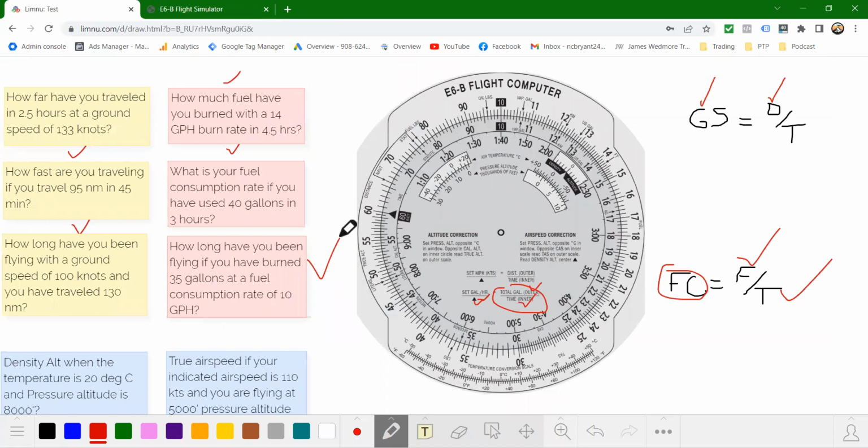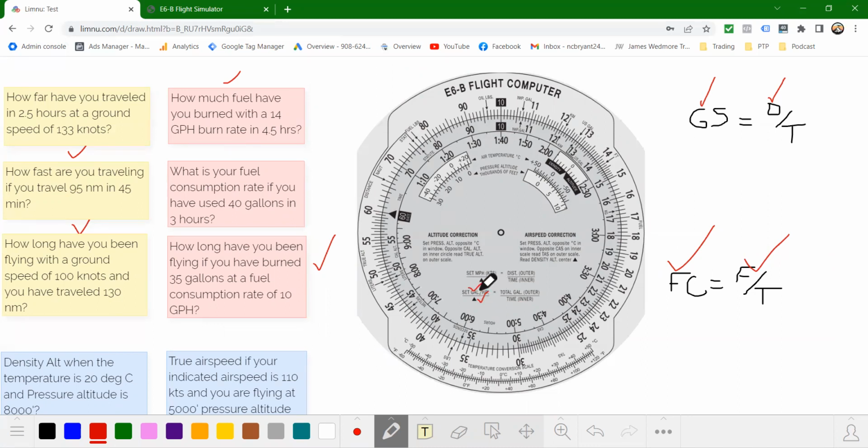Let's do one more of these fuel ones. Let me erase some of this red stuff. Okay. How long have you been flying if you have burned 35 gallons? Okay, so we have a fuel consumption rate of 10 gallons per hour. So we have the fuel consumption rate.